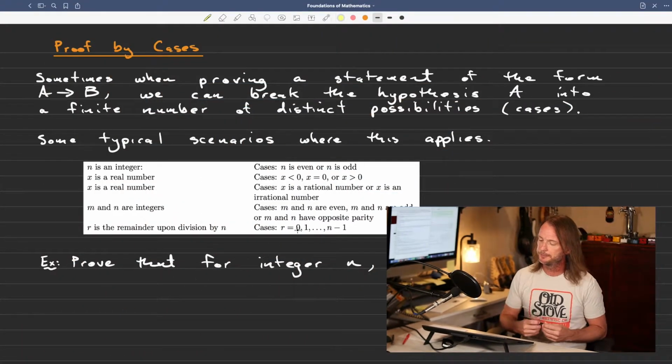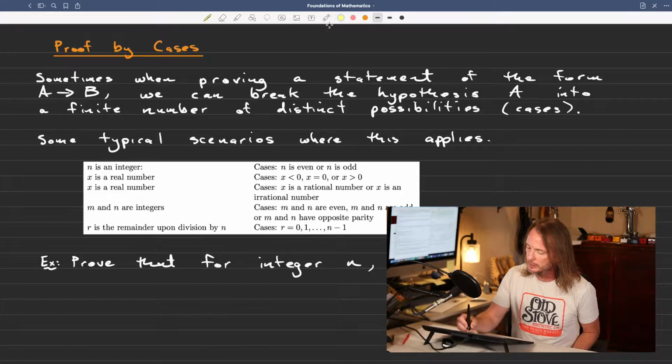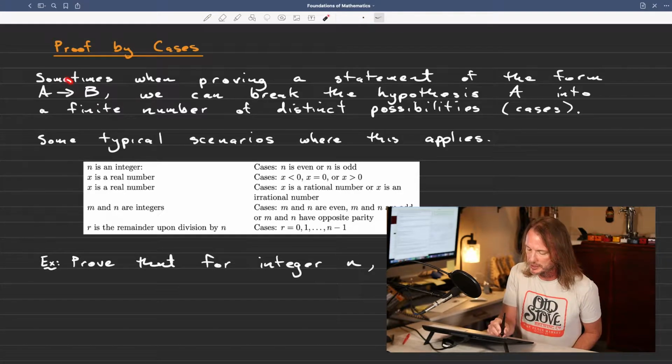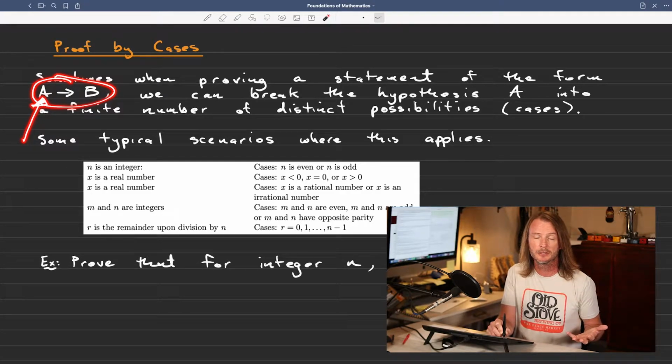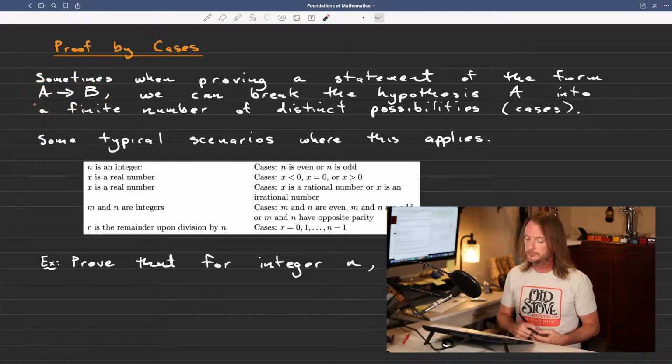But for the sort of things we're going to do in this class, maybe it's the sort of thing that breaks up into less than 5 or 6 cases, okay? So again, we're typically wanting to prove statements of the form A implies B. And it's when you can break the hypothesis up here. So whatever A is, the hypothesis of the problem, whenever you can break that up into a number of possibilities, that's when a proof by cases may be appropriate.